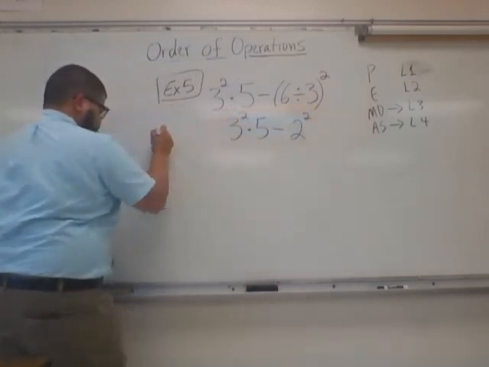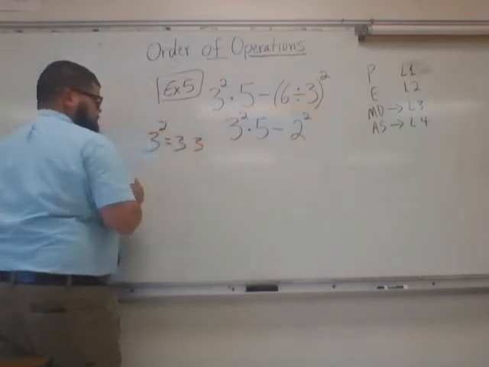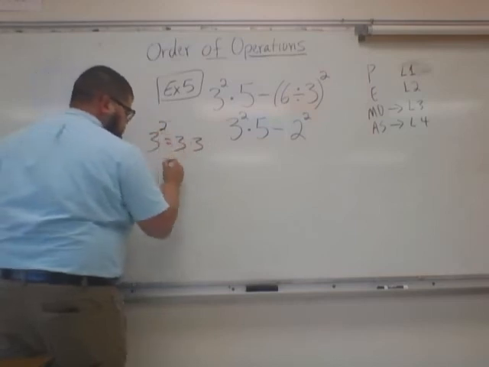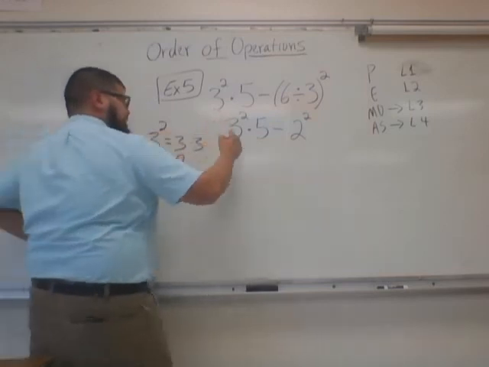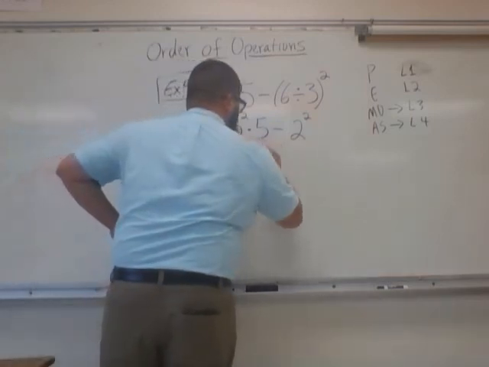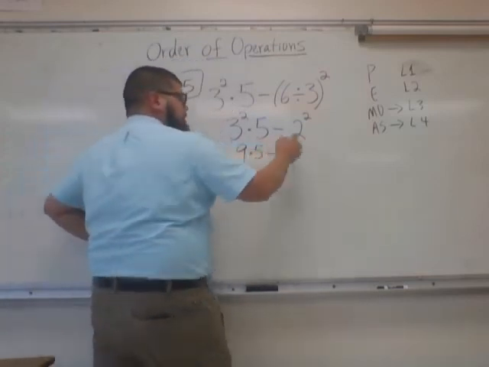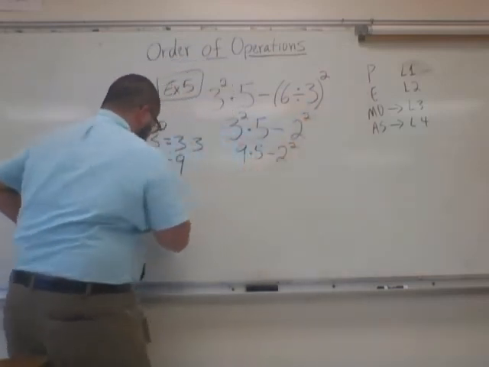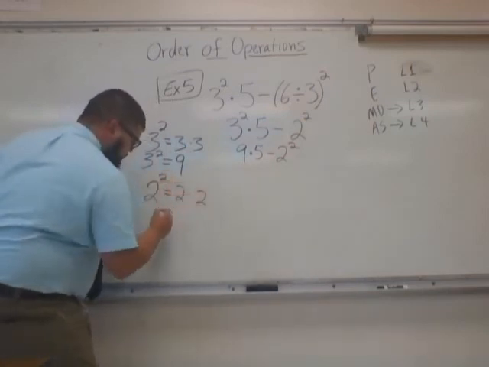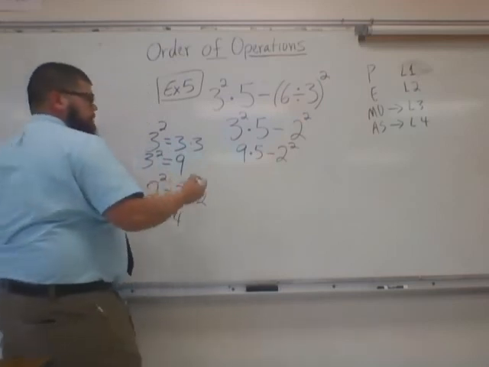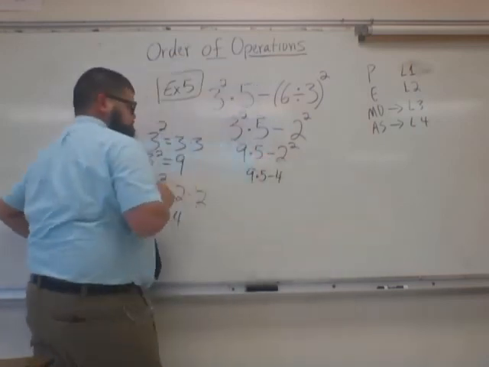3 squared means that there's 2 3's, and multiplication repeated. Exponents are repeated multiplication. 3 times 3 is 9. So that means 3 squared is equal to 9. So we're going to put a 9 here. 9 times 5 minus 2 squared. So we still have exponents, so we're going to work with this exponent. 2 to the second power means there are 2 2's. Multiplying, we get 4. It means 2 squared is 4. So 9 times 5 minus 4.